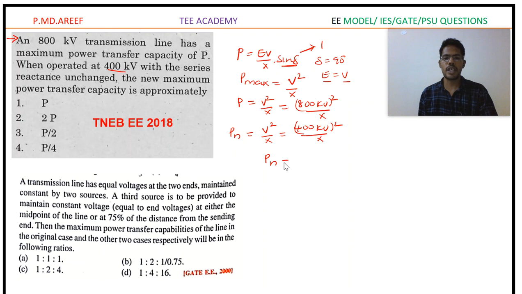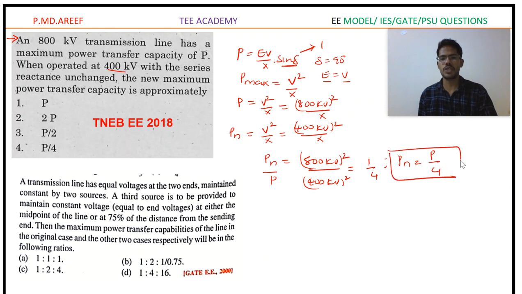Now for the new power capability, Pn by P is equal to 400 kV whole square divided by 800 kV whole square. If you solve this here, it will be 1 by 4. So Pn is equal to P by 4, which is the right answer for this question here.